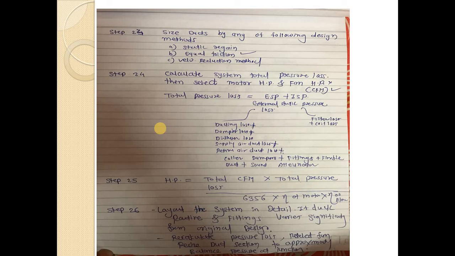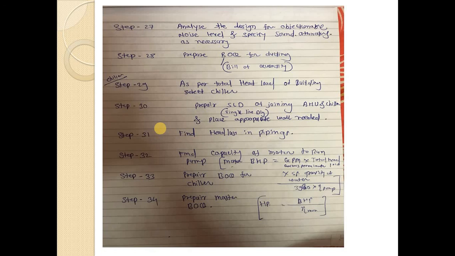Now the next, 26th step, is to lay out the system in detail. If the duct routing and fittings vary significantly from the original design, we must sketch that design first. Also we must consider the shape of the duct, whether it is rectangular or round. And the next, 27th step, is to analyze the design for noise level, then specify sound attenuation as necessary.